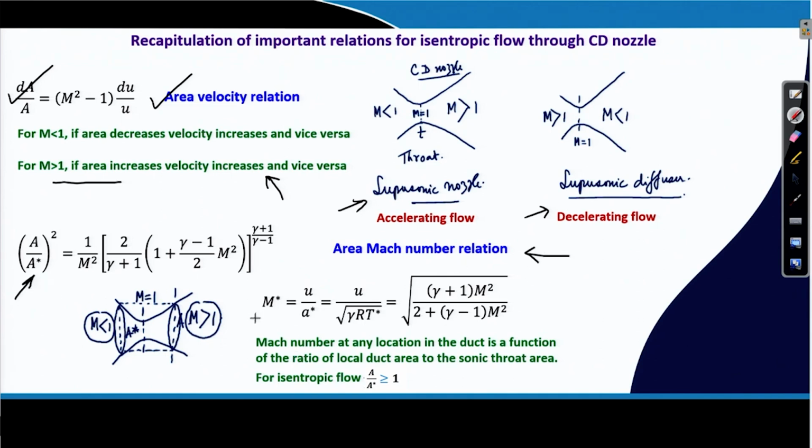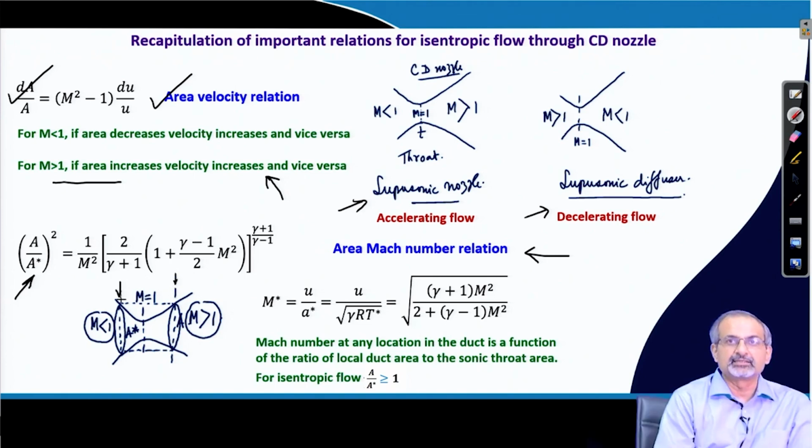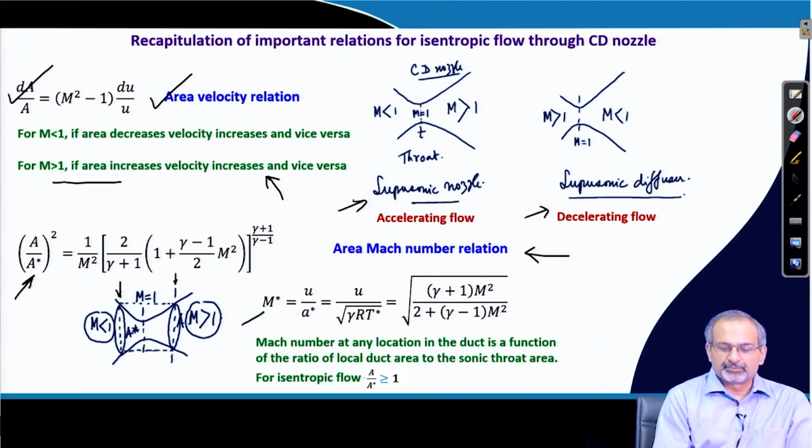We further learned about the area Mach number relation, where we express the area ratio as a function of local Mach number. We also discussed that if we are given a converging diverging passage, then for a given area ratio there are two locations in this CD nozzle where the Mach number on one hand would be subsonic, while on the other it will be supersonic. And we additionally mention that M star is a function of M.